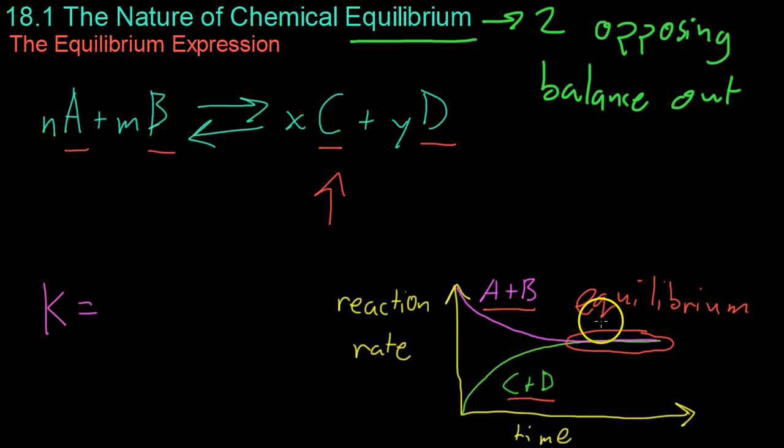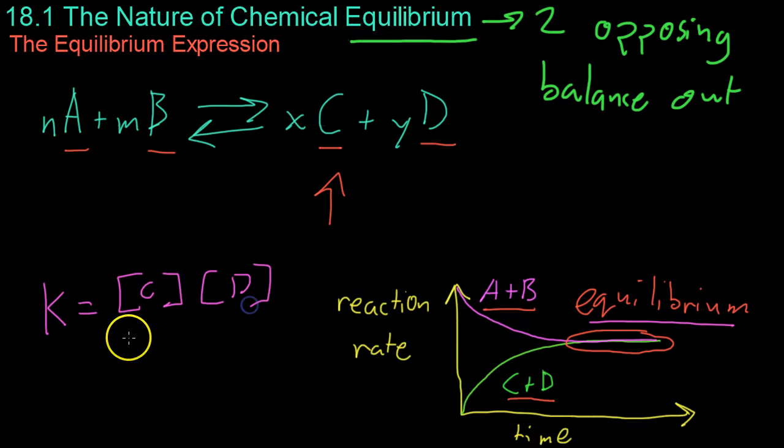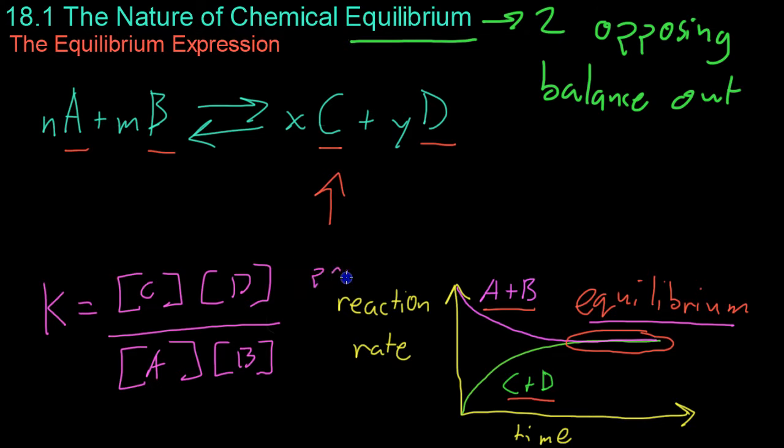Now, because at this equilibrium point, the concentrations of A, B, C, and D are all constant, we can make a ratio out of them that will remain constant at all points. So if we have the concentration of C, the concentration of D, the concentration of A, and the concentration of B, we can create a ratio. In other words, the ratio of the products to the reactants.